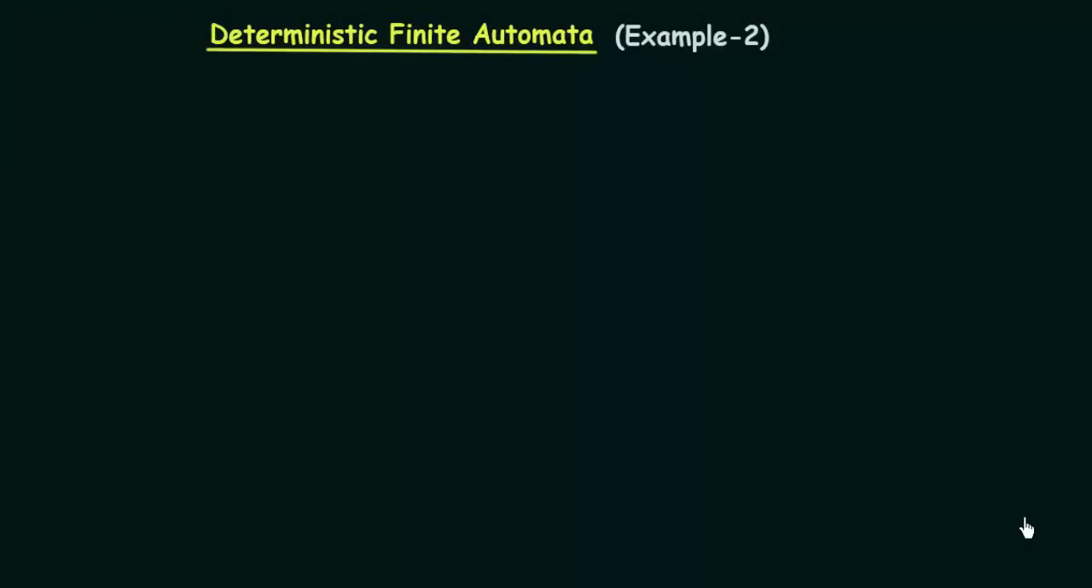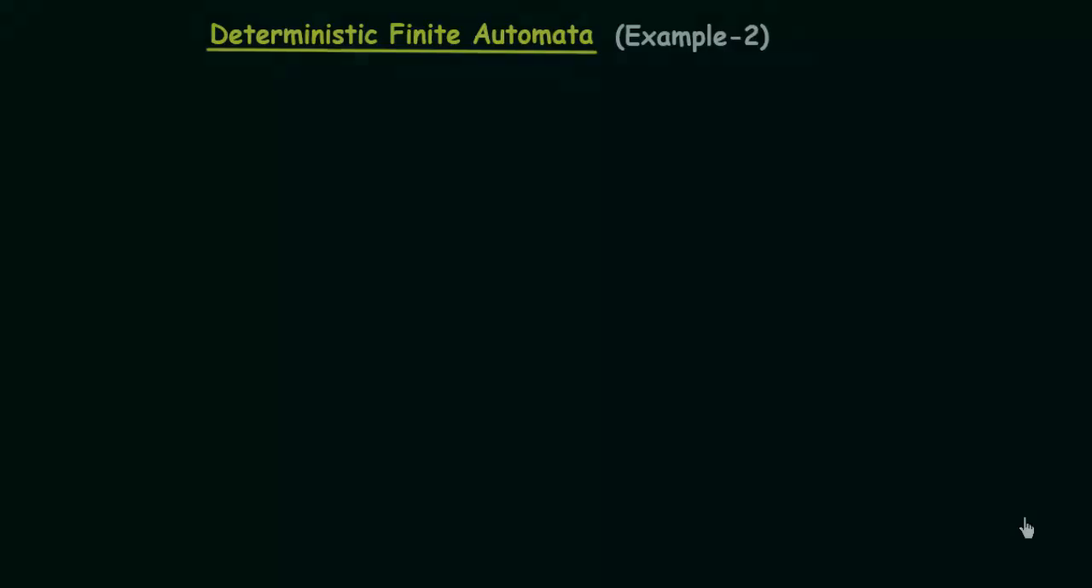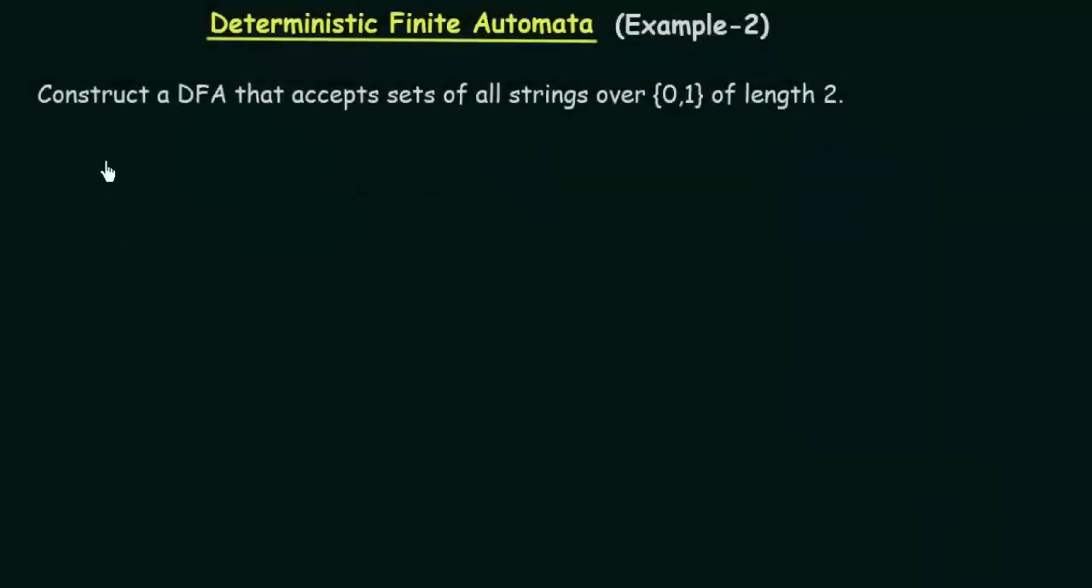In this lecture, we will be seeing one more example of how to construct a DFA. Alright, so let's get started. Here is the task that we have to perform. Construct a DFA that accepts the set of all strings over 0, 1 of length 2. Let's see how we can do this.